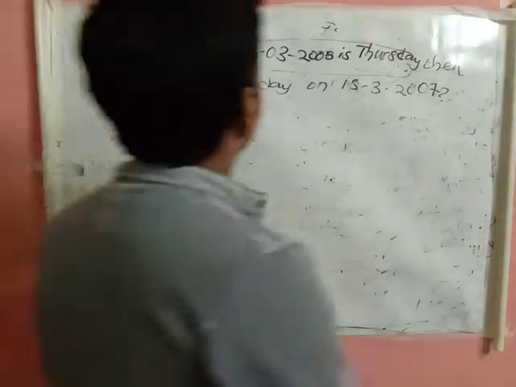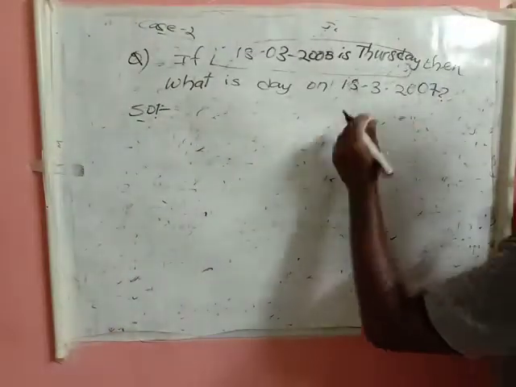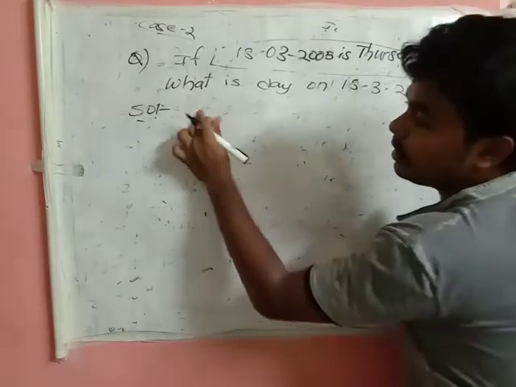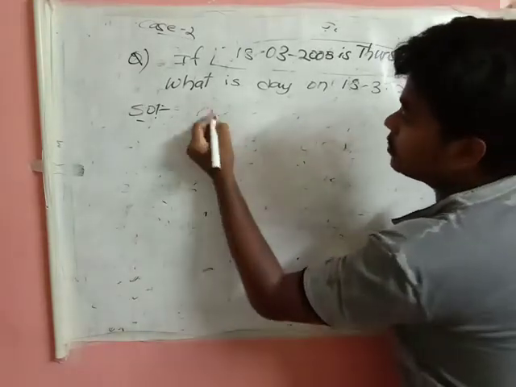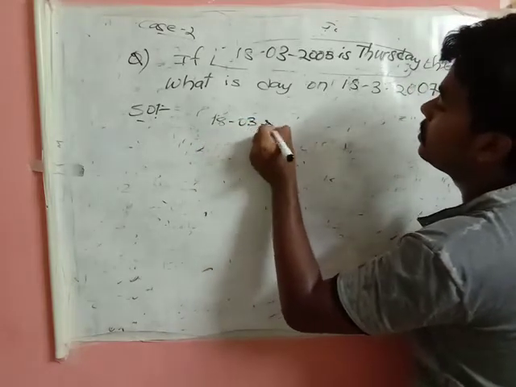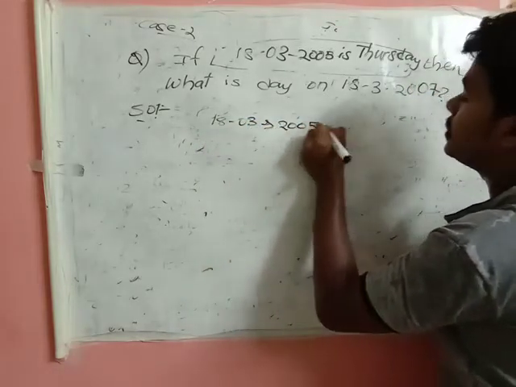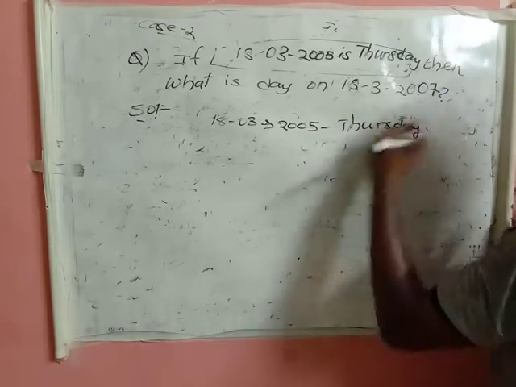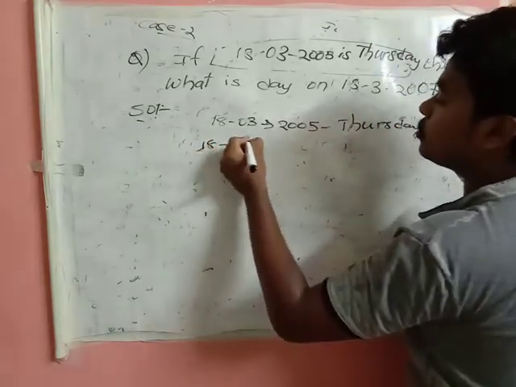So similarly, the same procedure, you just pause the video and try to get the solution for this. Okay, I hope you all get the solution, right? So they have given us 18th March 2005 is Thursday. They're asking me what is the day on 18th March 2007.